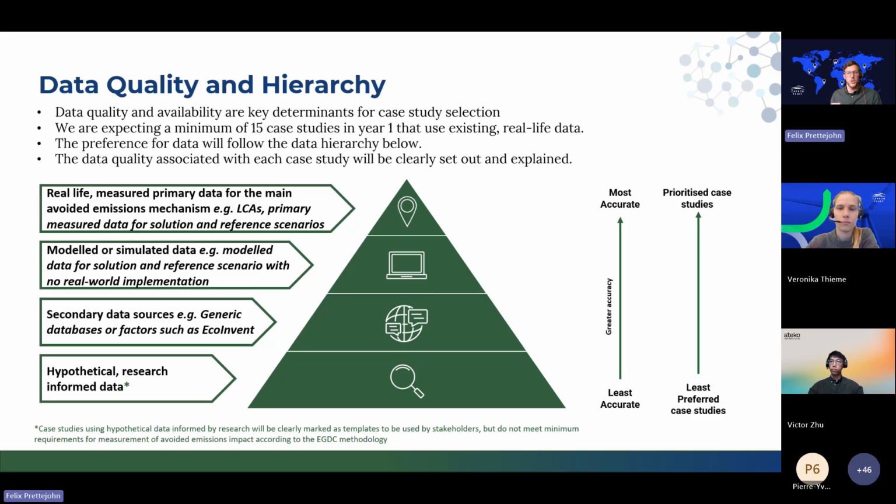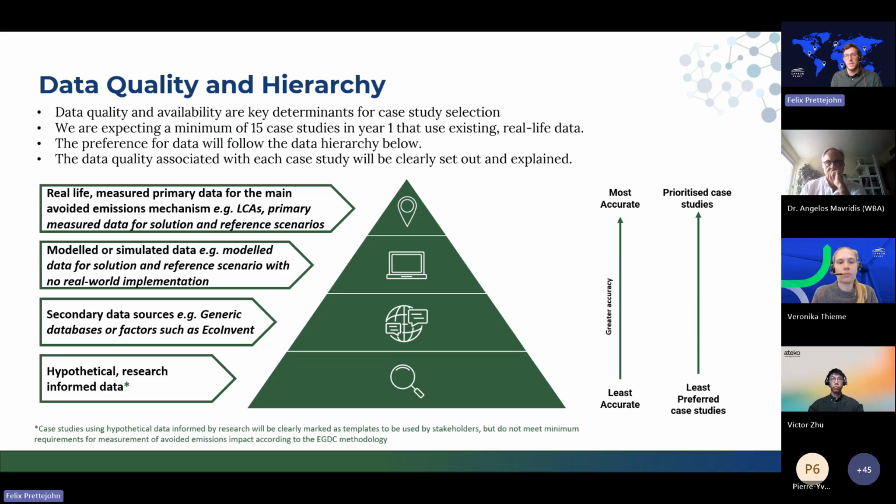Below that are then secondary sources. So we try to use these as limited as possible, but it might be that sometimes you've got data on the ICT solution implementation, but actually you just don't have any data for what happened before then. So nothing for the reference scenario. And in this case, we might be able to use secondary data sources, such as typical building energy uses in particular regions.